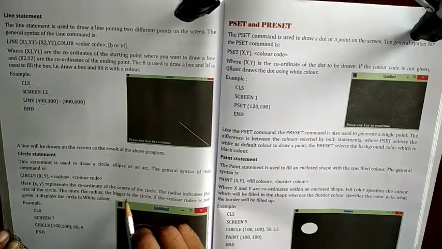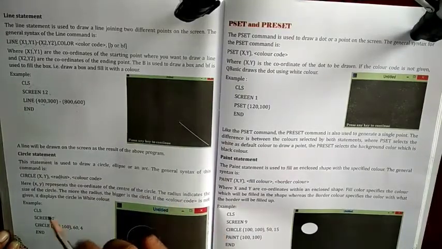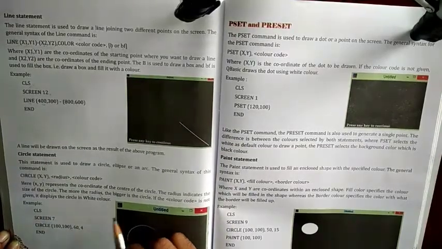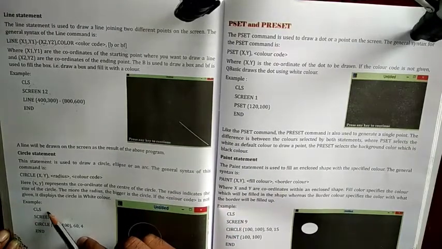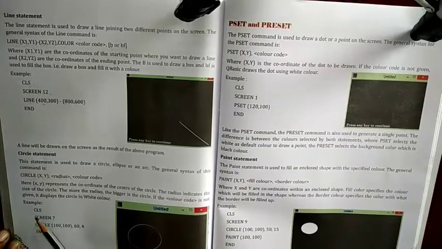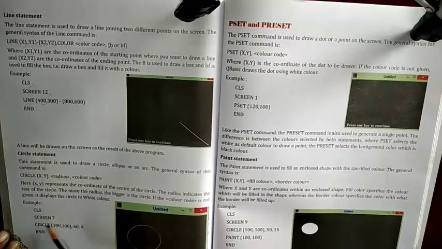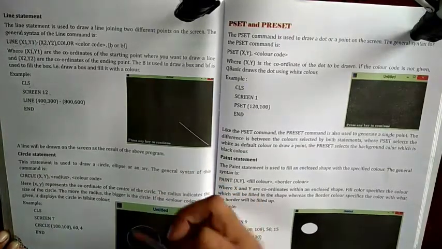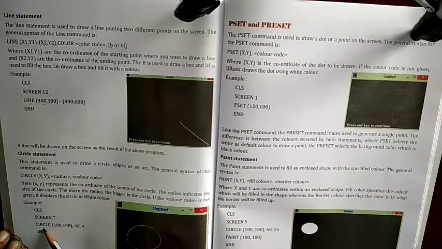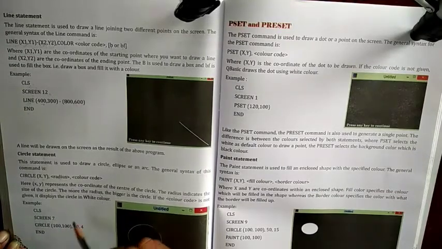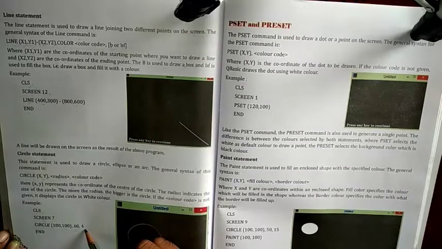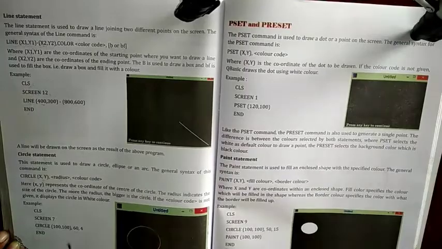The radius indicates the size of the circle. The larger the radius, the bigger the circle. If the color code is not given, then it displays the circle in white color, which is the default color. Here is an example to generate a circle. First we write CLS, then SCREEN 7, a different resolution of the screen, and then the CIRCLE statement. First we give the center point coordinate, then the radius, and then the color code. This is the output of this program.